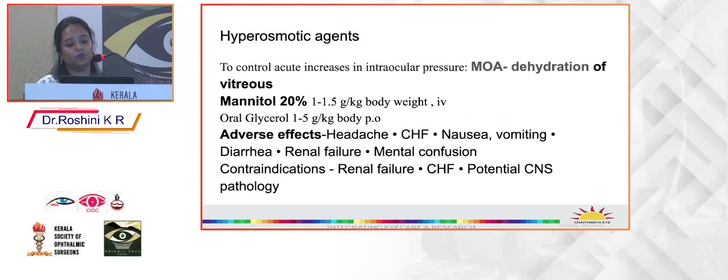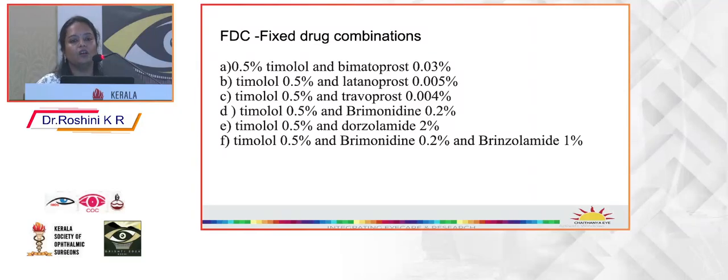Hyperosmotic agents control the acute increase in intraocular pressure. The mechanism of action is dehydration of the vitreous. Mannitol 20% is used IV, or oral glycerol is also used. Adverse effects are headache, congestive heart failure, renal failure, mental confusion. Contraindicated in renal failure, heart failure, and potential CNS pathology. Fixed drug combinations are available mostly with timolol and prostaglandin analogs, timolol and brimonidine, timolol and carbonic anhydrase inhibitors, and even timolol, brimonidine, and brinzolamide are available.